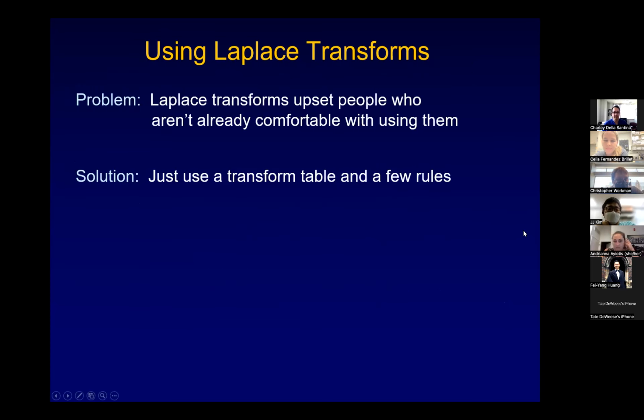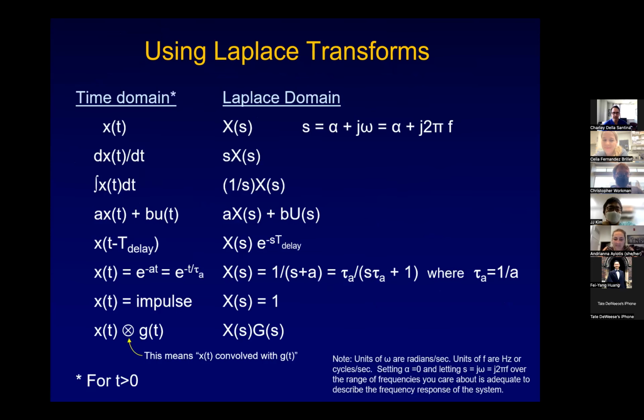But I found that Laplace transforms, just mentioning it upsets people who aren't already comfortable with it. So bear with me. All you need is a table and a few rules to follow. So you take any signal in time, like some x of t, it's got a Laplace domain representation. I'm going to say it's capital X of S, where for those of you who are interested, S is defined as this complex variable, which is a number plus square root of -1 times 2 pi times a frequency.